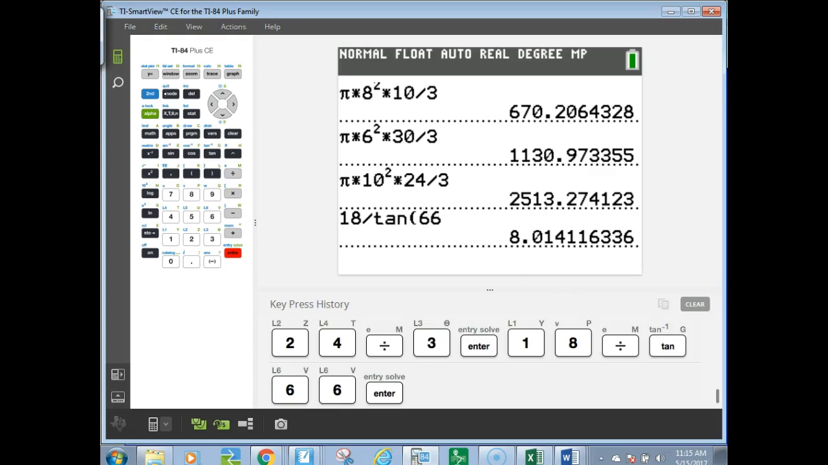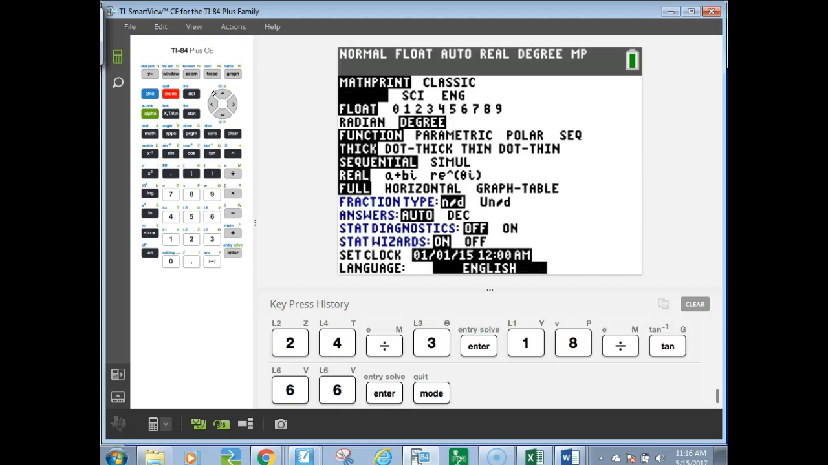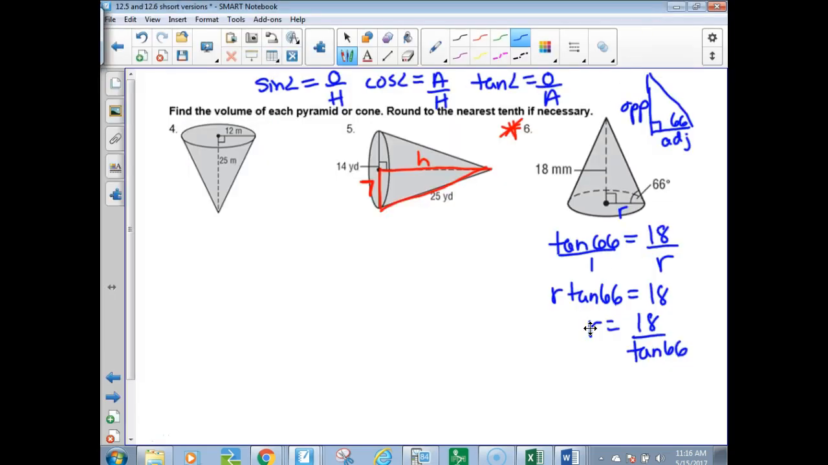You really should be checking. Is anybody not getting 8.01? Remember, when you go to the mode button, it has to be in degrees. Okay, so the radius is 8. Let's just write 8 because we'll go to the nearest tenth. And now let's plug it into the volume. All right, so the volume is pi times 8 squared times the height 18 divided by 3.